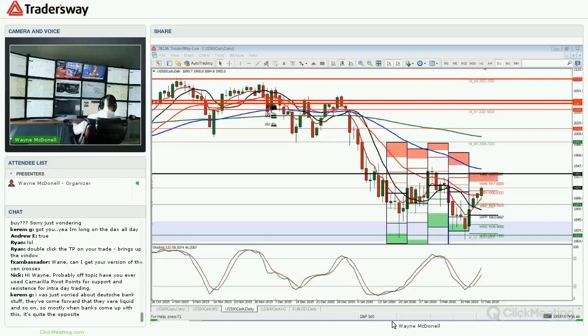Nick asked me about the other pivot points. There are several different types of pivot points. And I don't use them, and it's only because in the beginning, when I first started trading, there was very little information on trading. There was very little trading indicators.